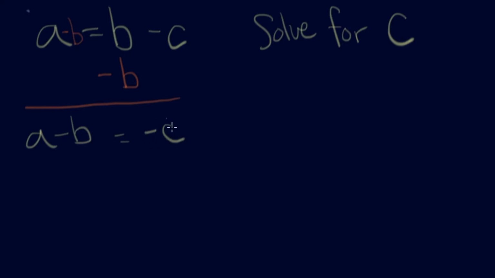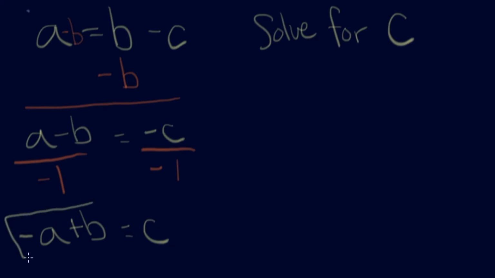So how do I make this a positive C? I multiply both sides by negative 1, or divide both sides by negative 1. I like to divide by negative 1, and I divide this whole side by negative 1. And what happens when you do that is it basically changes the signs. So this A becomes negative A, and this B becomes positive B, and this C now becomes positive C. And there you go. C is equal to negative A plus B. It seems a little bit weird to say that, but that's the answer. Let's take a look at some more.